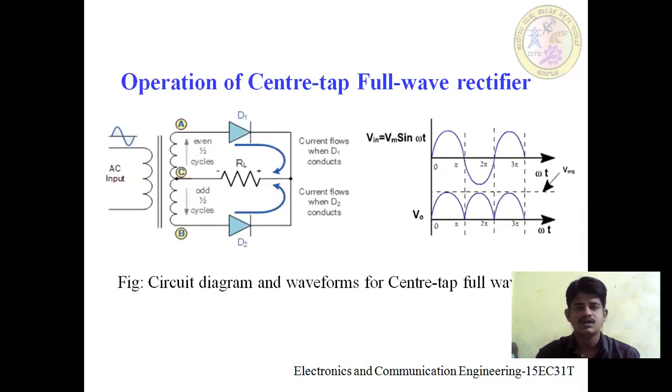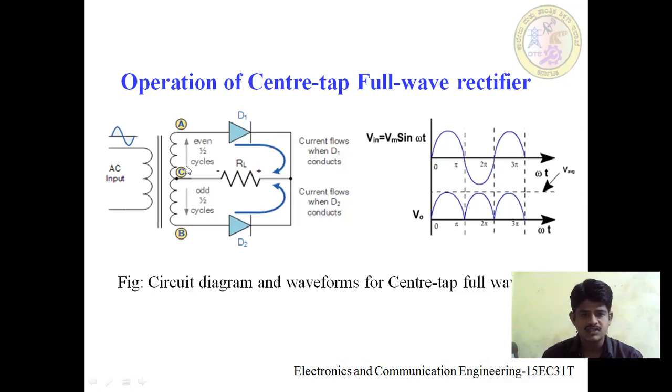Okay, here we will deal with the operation of the center tapped full wave rectifier. First the input will be taken from the AC mains. AC mains will be supplying the AC input voltage, then it is given to the center tapped transformer. You can see here it is center tapped. Here we have two diodes, D1 and D2, and this is the load resistance RL. In the transformer we will name the terminals A, B, and C, so that when we deal with the operation of the rectifier, it is very easy for us to discuss the flow.